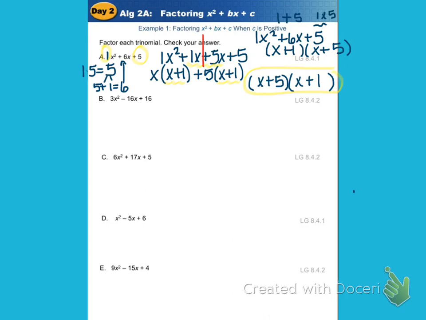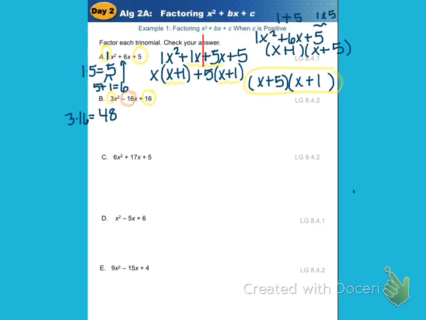In fact, let's actually look at one where that leading term, that coefficient of the x squared, in other words, the a, is not 1. And that's exactly what we see in example B. So notice that the a is 3 and the c is 16. And so when I multiply the 3 and the 16, I get 48. So I'm thinking of factors of 48 that are going to add up to a negative 16. So this is what I'm looking for my two factors to add up to.